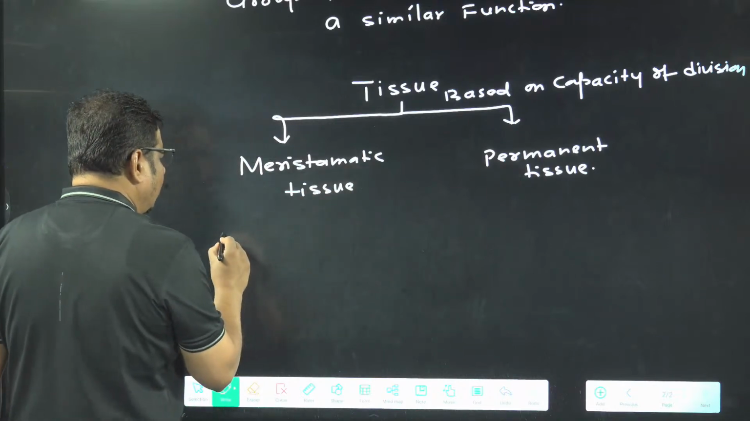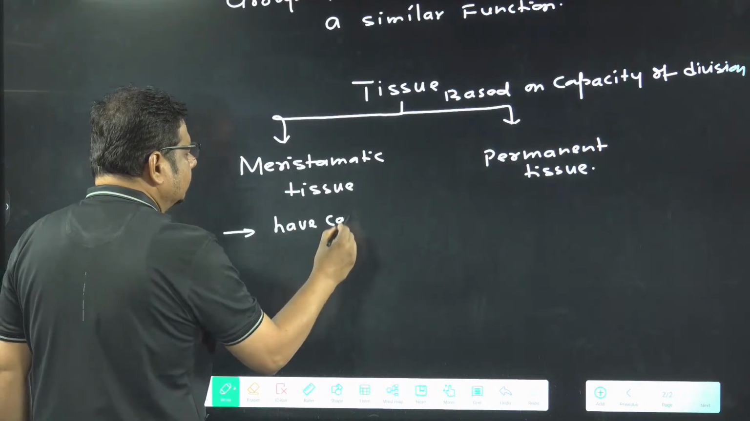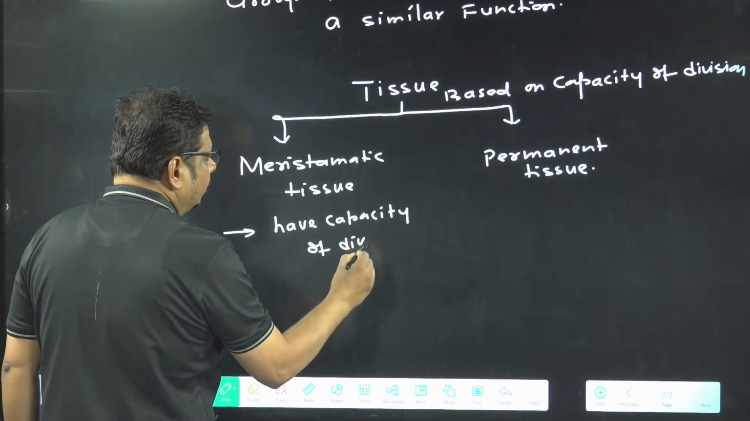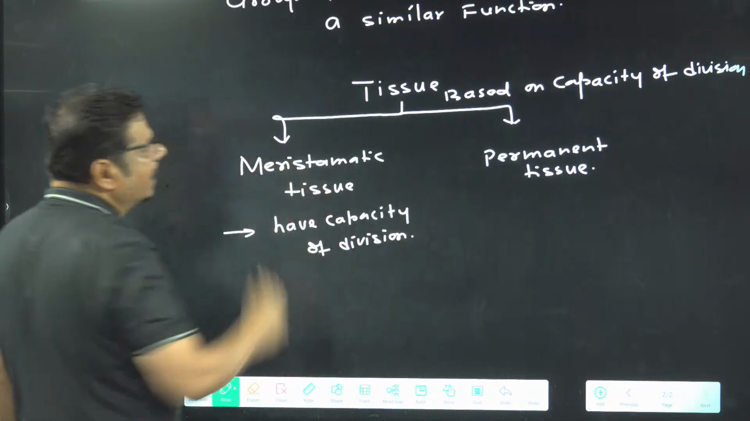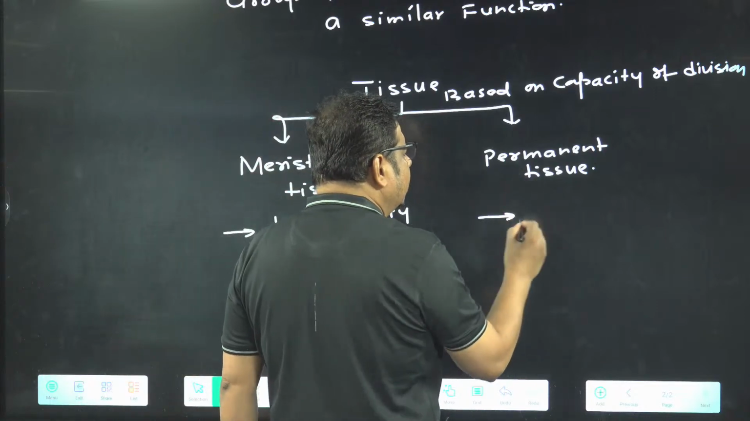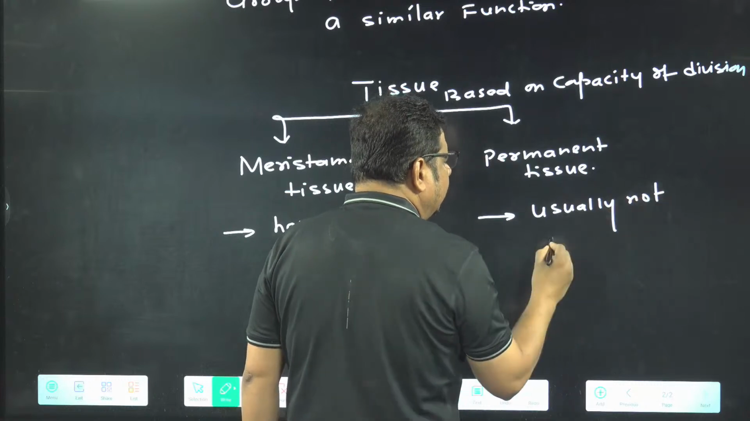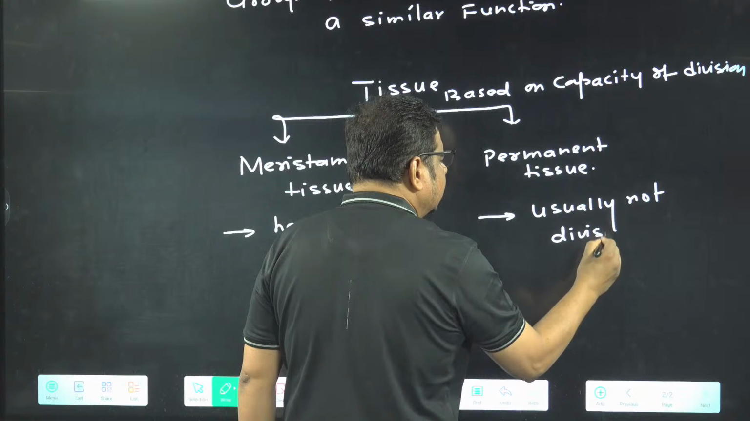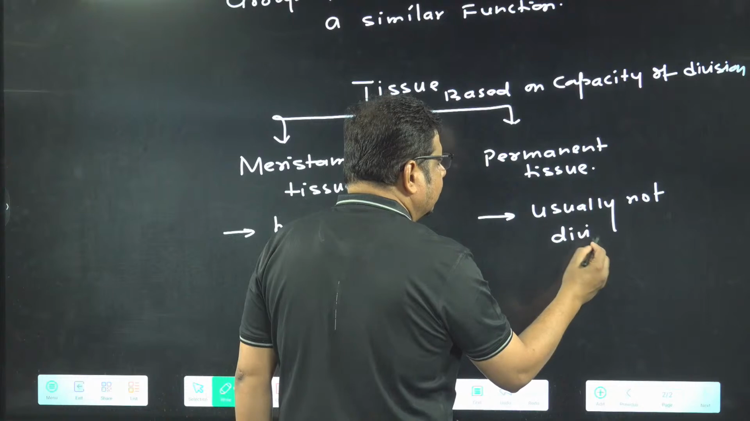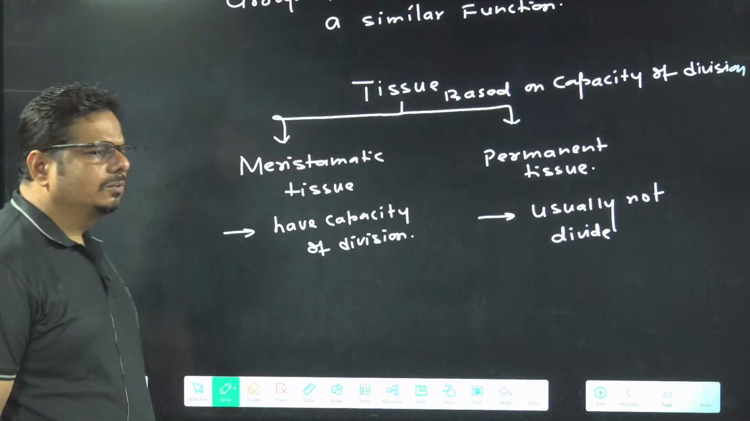So if you talk about meristematic tissue, it has capacity of division. The tissue which has capacity of division is called which one? Meristematic tissue. If we talk about permanent tissue, you can say it usually does not divide. In some exceptional conditions it divides, and I will talk later about what that exceptional condition is. So permanent tissue usually does not divide.